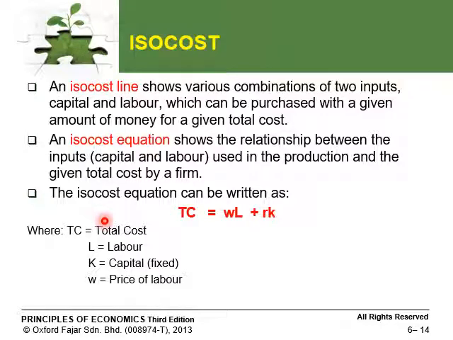The isocost equation can be written as the labor wage plus the capital price. This is where all the inputs have become variable inputs. The combination of these inputs will give an output, or the long run production output, which is associated with the total cost for long run production.